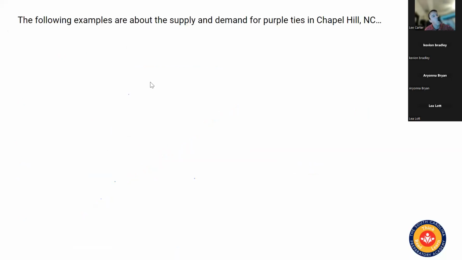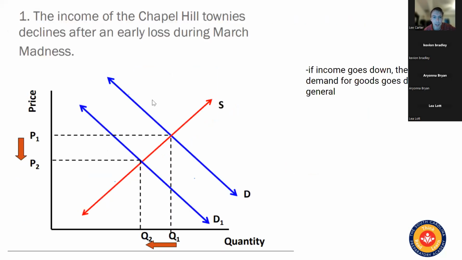All right, now this next part, I got some of this stuff off of the North Carolina economics website. So this is Chapel Hill, North Carolina. All right, supply and demand for purple ties. It's absurd, but we're just going to follow the example.